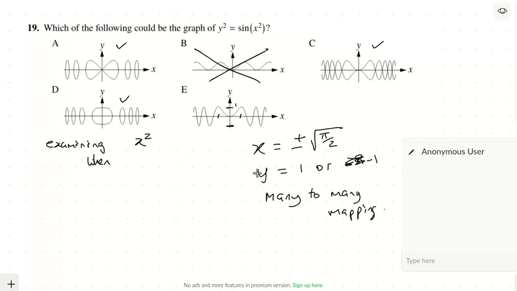I'll give you another reason why E can't be right, though. It's for the same reason that A can't be right. Does 0, 0 satisfy... Well, actually, I've changed my mind instantly here. What about the origin? Because some of these graphs go through the origin. x is 0, y is 0. Does this satisfy the equation?